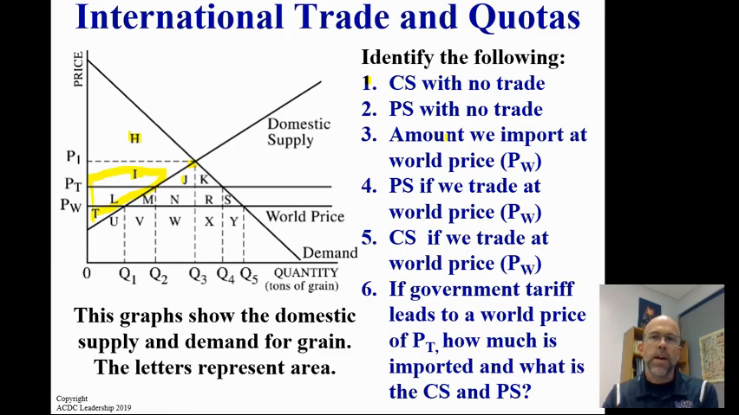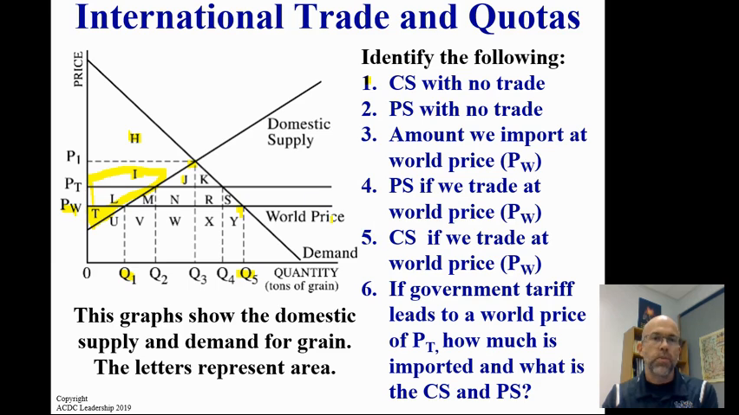We can also get the amount imported at world price. So if we look at the world price here at PW, and we look at the quantity, we would see the quantity 5 minus the quantity 1. So quantity 5 minus quantity 1 would be the amount that we import. Now that changes our producer surplus if we trade at world price. So if we trade at that world price, then the producers only gain this area of T. So that would be the producer surplus at world price.